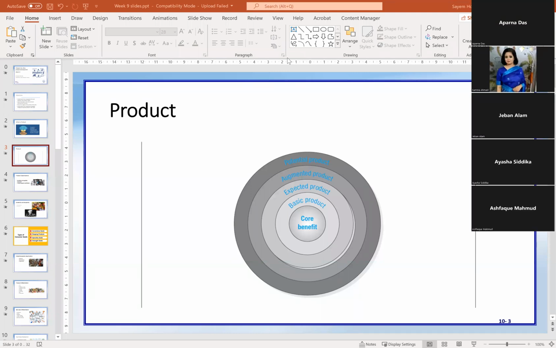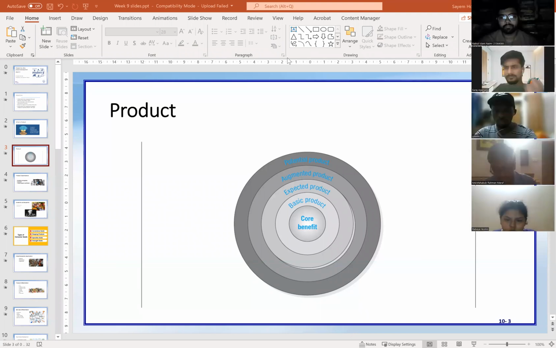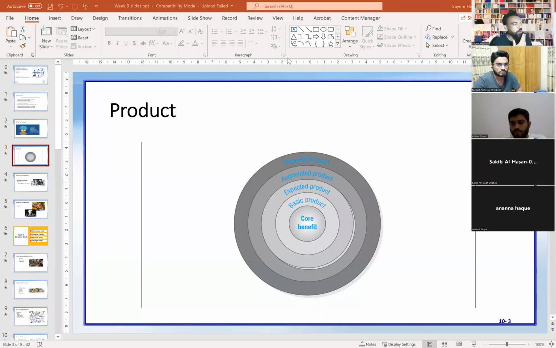Sir, can you repeat it again? Augmented product. Okay, so what is augmented product? So augmented product is the features that you don't readily expect, but it is something that will exceed your expectation. All right, these are added benefits. You don't always expect that, but if you get that, you will be very happy. That will exceed your expectation. Does it make sense? I'm just giving you some time to absorb.